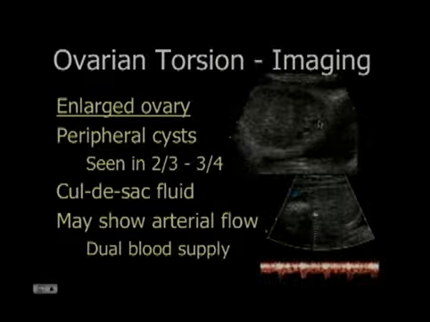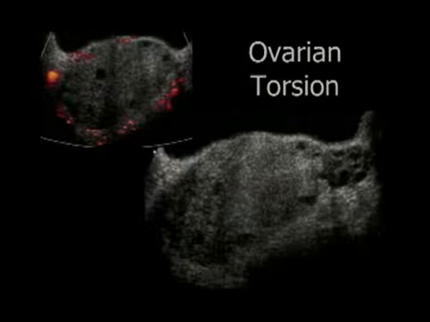Often you'll have some cul-de-sac fluid. That's clearly not specific. And again, while we Doppler these ovaries looking for flow, do not be dissuaded if you are able to pick up some arterial flow because of the dual supply from the ovarian and uterine circulations. Even if you have a torsed ovary, you may still be able to get demonstrable arterial flow.